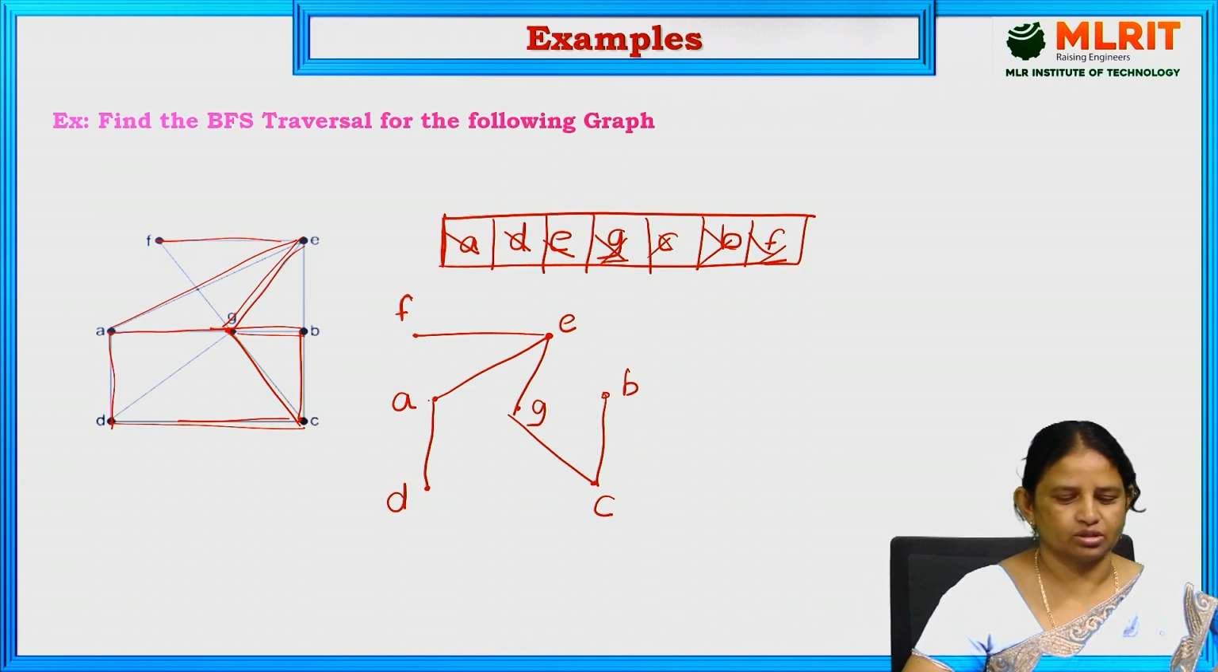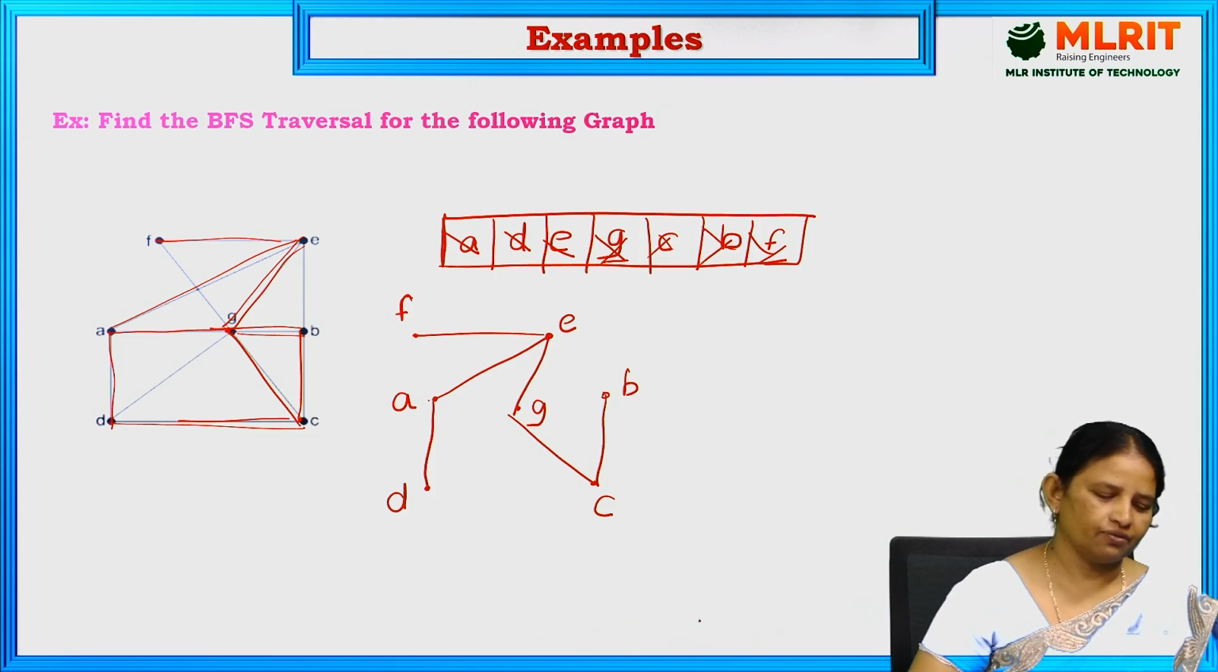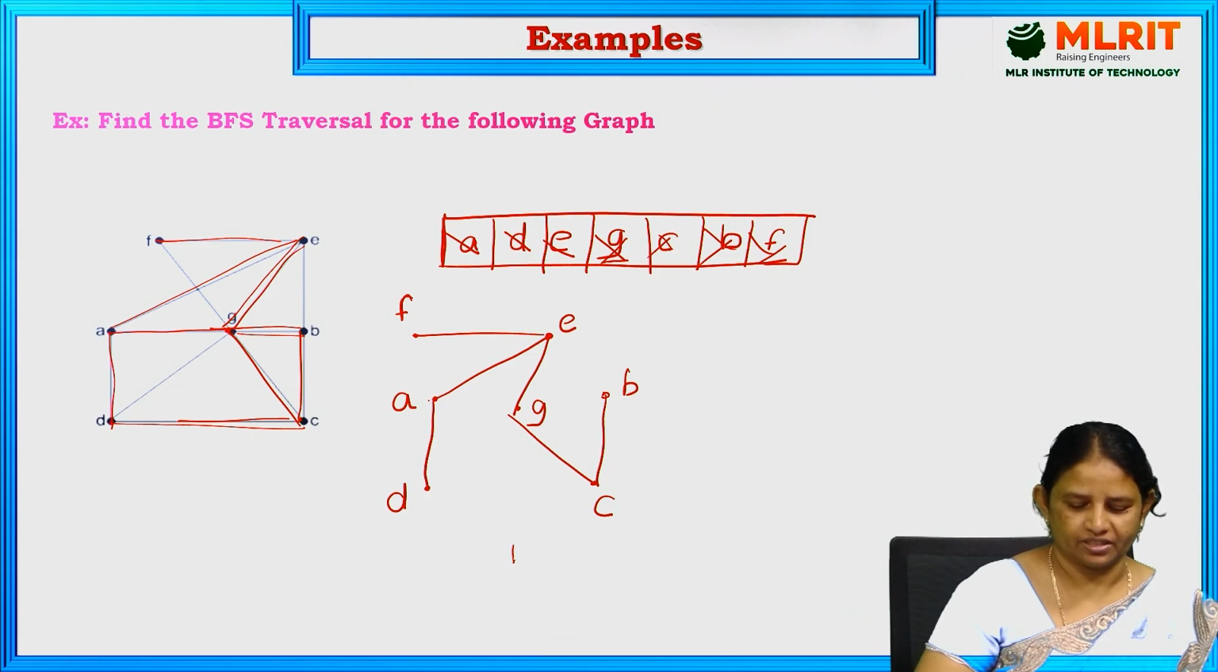So we have to start the visiting process from A and insert the adjacent vertices of A, and repeat this process until the queue is empty. Once the queue is empty, we have to draw the corresponding spanning tree for the BFS traversal.